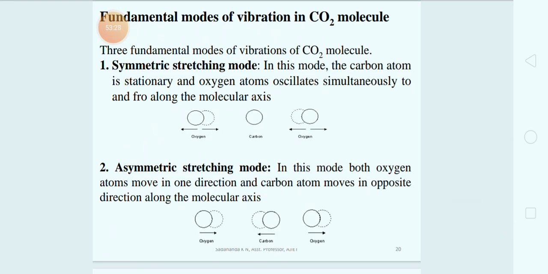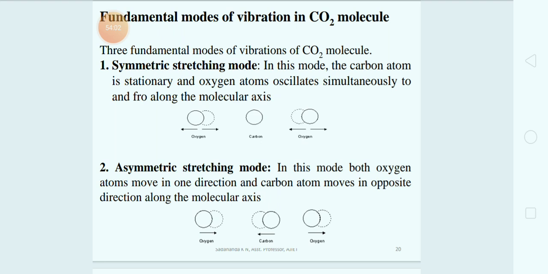Next topic is the fundamental modes of vibration in a carbon dioxide molecule. Normally these carbon dioxide molecules exist in 3 different modes of vibration. The 3 fundamental modes of vibration of the carbon dioxide molecule are the symmetric stretching mode, asymmetric stretching mode and bending mode. These are the 3 different modes of vibration of the carbon dioxide molecule.